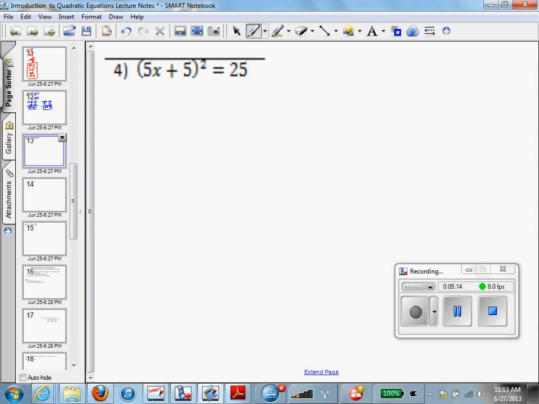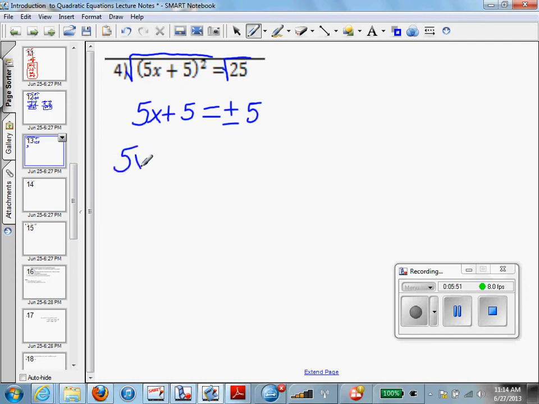We have the quantity 5x plus 5, being squared, equals 25. So if we were to square root both sides to get rid of the square, we're going to be left with the stuff inside that quantity. So we have 5x plus 5 equals plus or minus, since we're dealing with the square root function, and the square root of 25 is 5. So your function so far should read 5x plus 5 equals plus or minus 5.